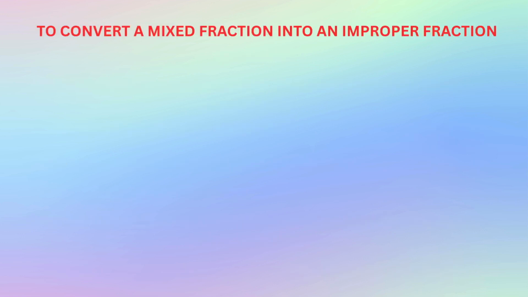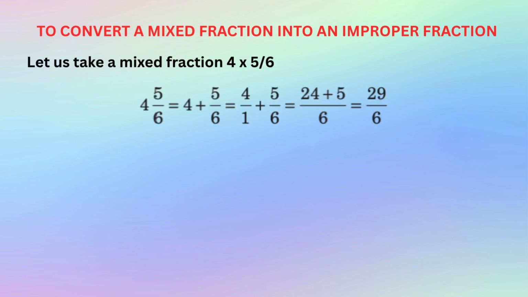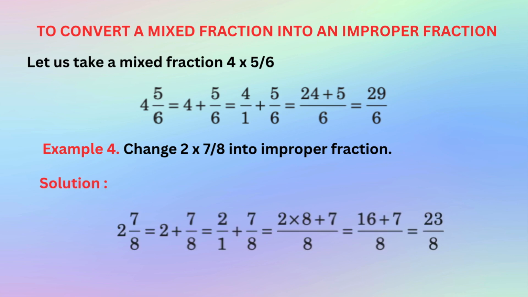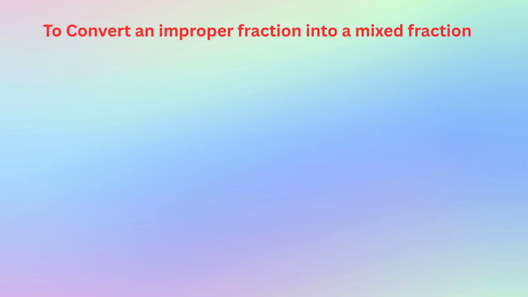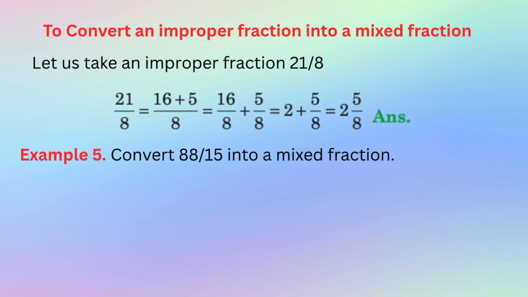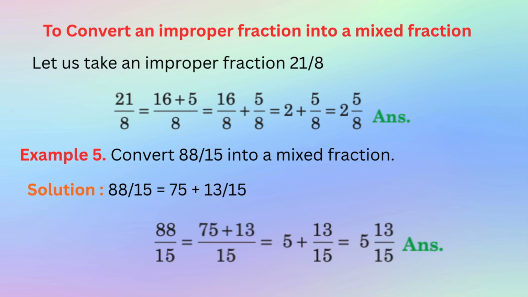To convert a mixed fraction into an improper fraction, let us take a mixed fraction 4 by 5/6. Example 4. Change 2 by 7/8 into an improper fraction. Solution. To convert an improper fraction into a mixed fraction, let us take an improper fraction 21/8. Example 5. Convert 88/15 into a mixed fraction. Solution. 88/15 equals 75 plus 13/15.